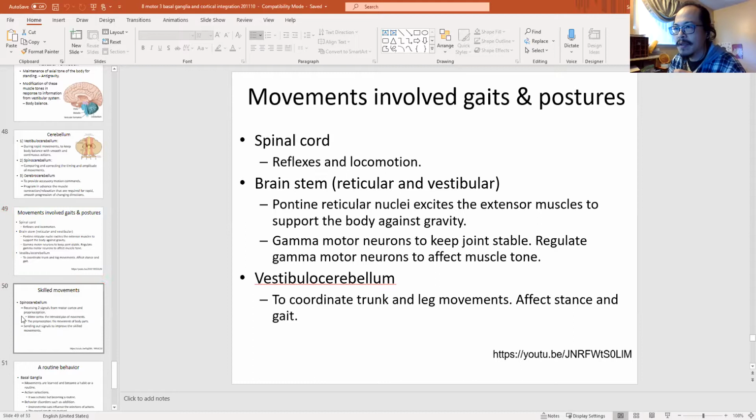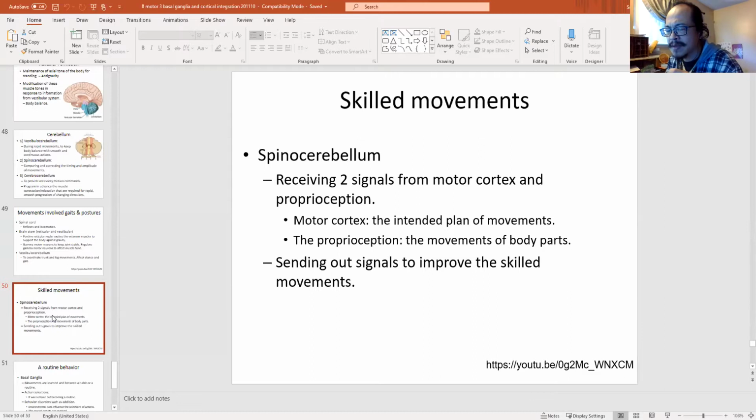The next one is skilled movement, right? This skilled movement is one in a dynamic environment, meaning that we need to keep body balance. We need to engage the anti-gravity muscles. We need to maintain a certain but dynamic muscle tone. And while completing a skilled movement, it requires some training. So this is very important in the spinal cerebellum.